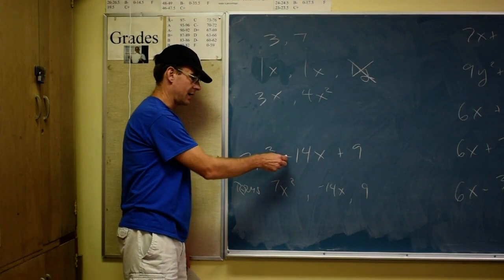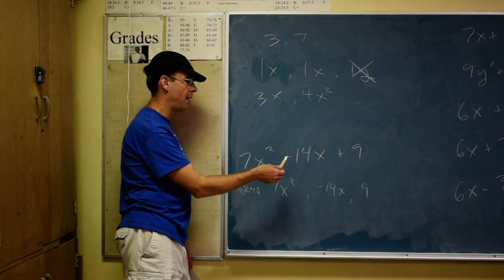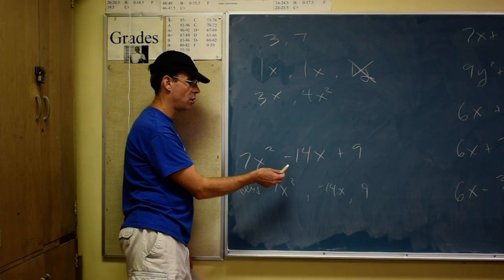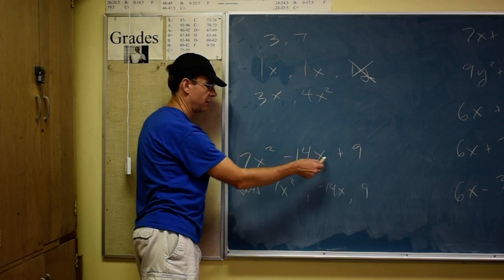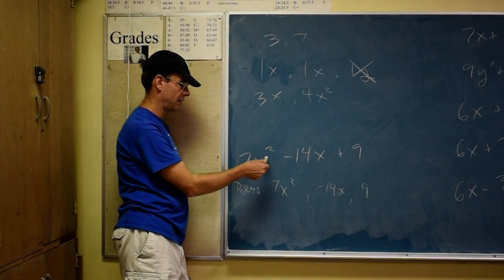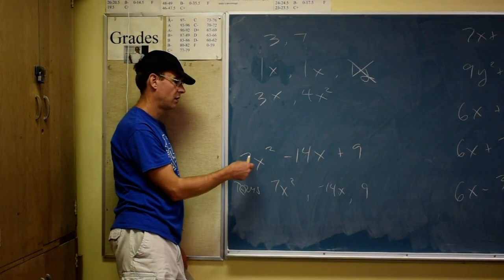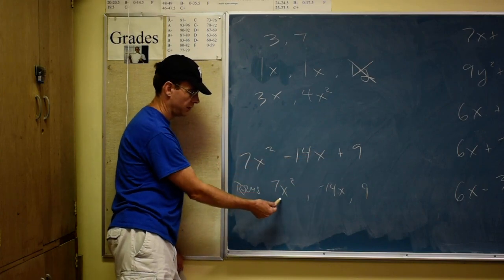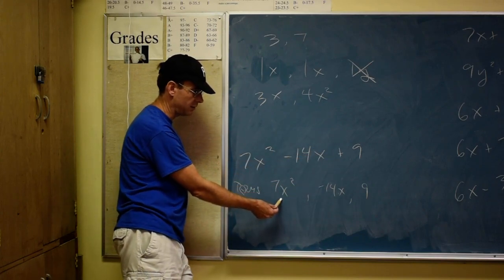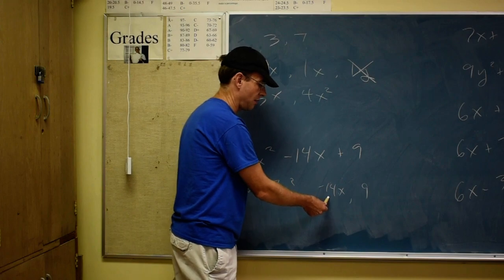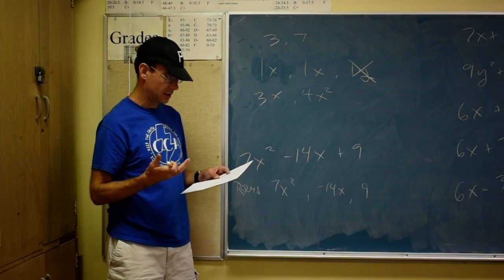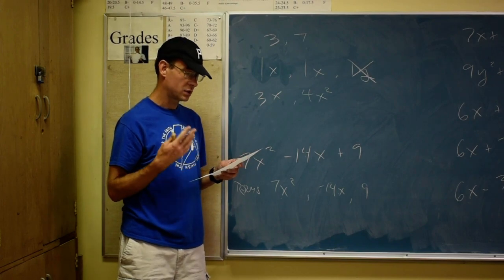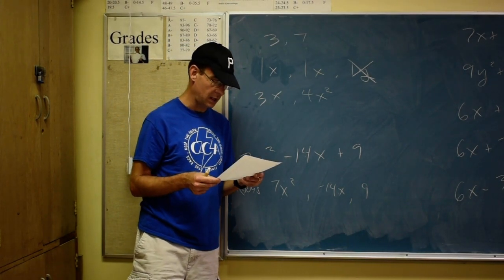Any sign goes with the number that follows it in terms of being part of the term. So this 9 term is positive. The 14 term is negative. The 7 term is positive. But there's 3 terms here. The coefficient of this term is a 7. The coefficient of this term is a negative 14. The coefficient of that term is a 9. So that's the idea of terms, coefficients, that's what these things mean.